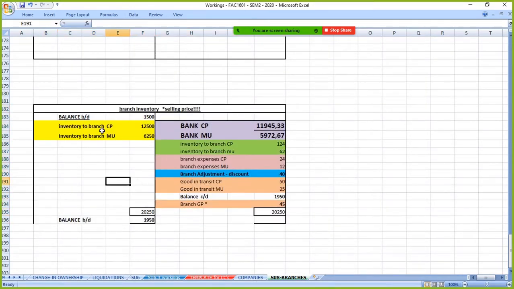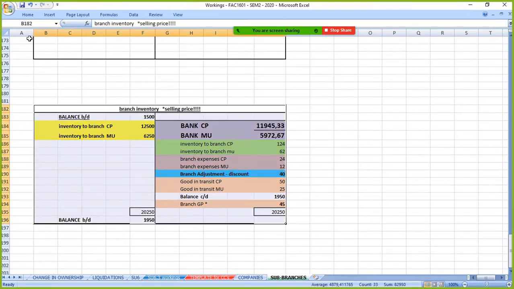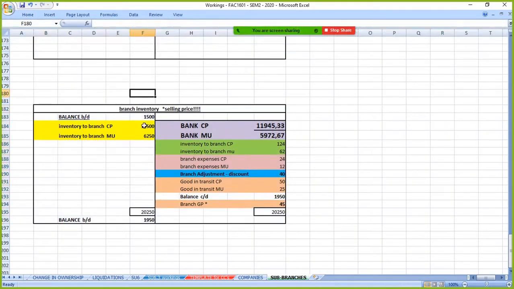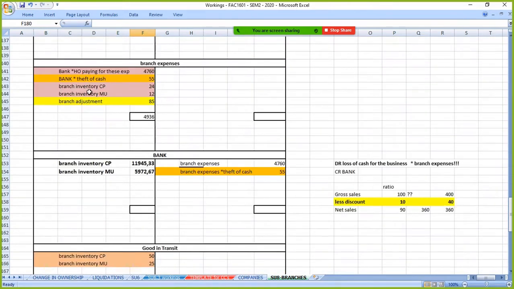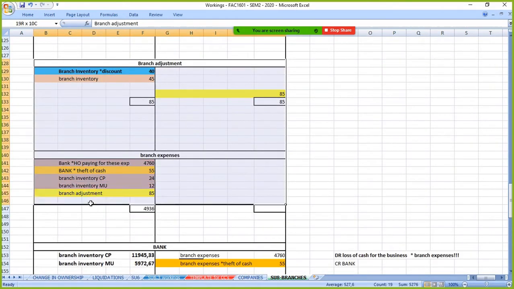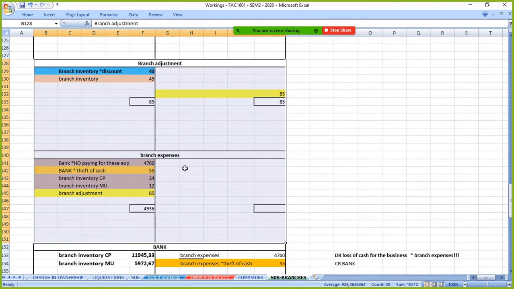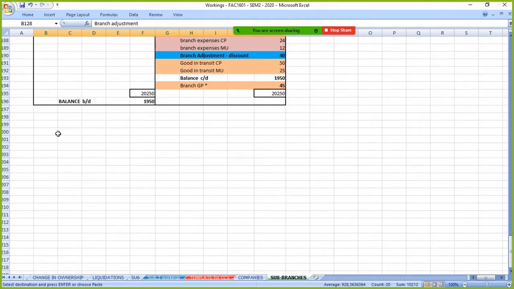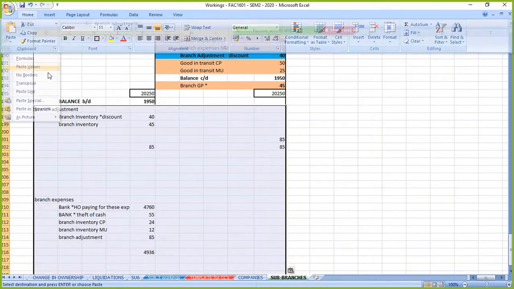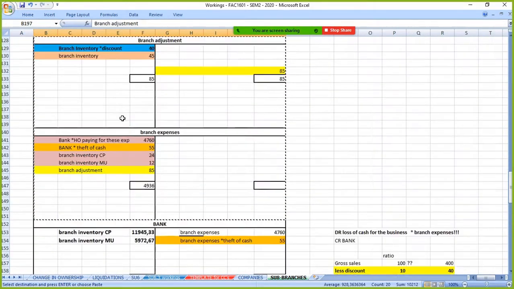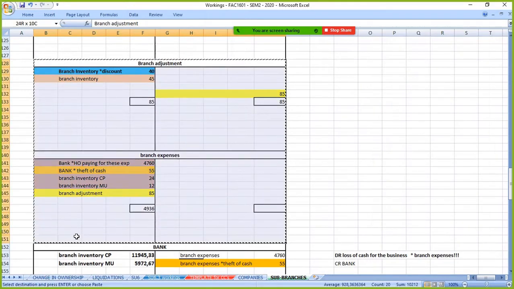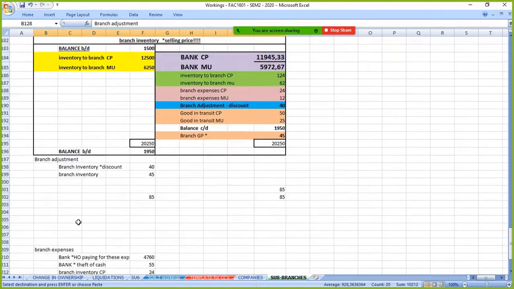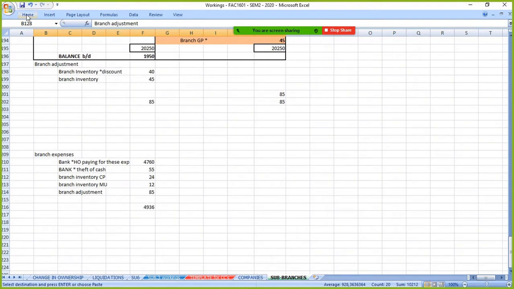Okay, so we've got branch inventory here. They want us to take all of those markups to the branch adjustment. Let me show that as well. I'm going to copy, paste values, and then let's do what they're indicating here in terms of the format painter.